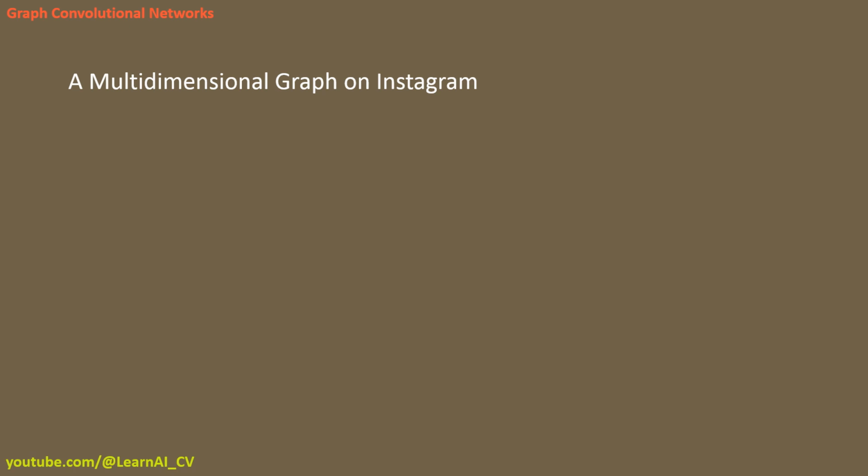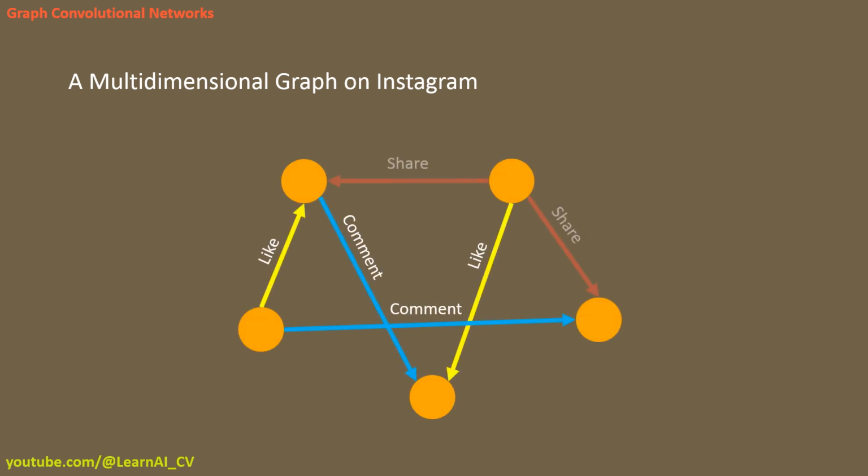In real-world applications, multiple interactions can exist between two nodes. For example, on Instagram, users can comment on a post or can like it or can share the post with other users. In these graphs, the edge is modeled as a vector of different properties.